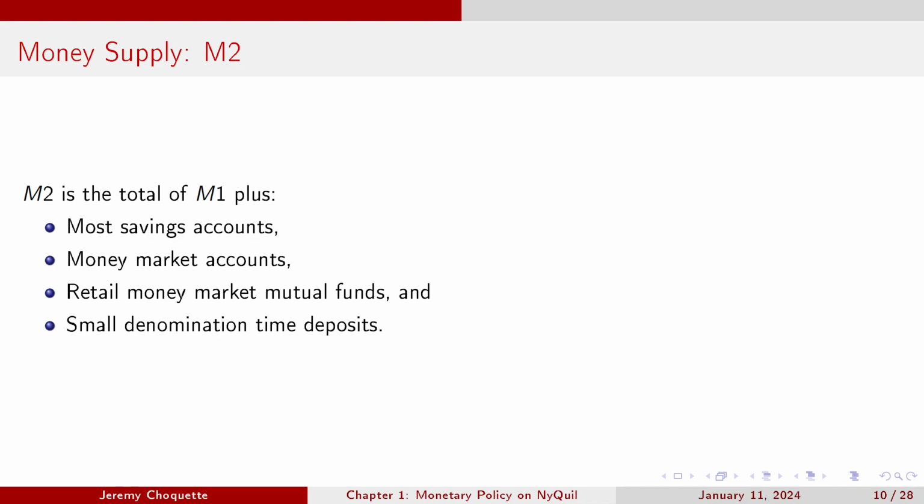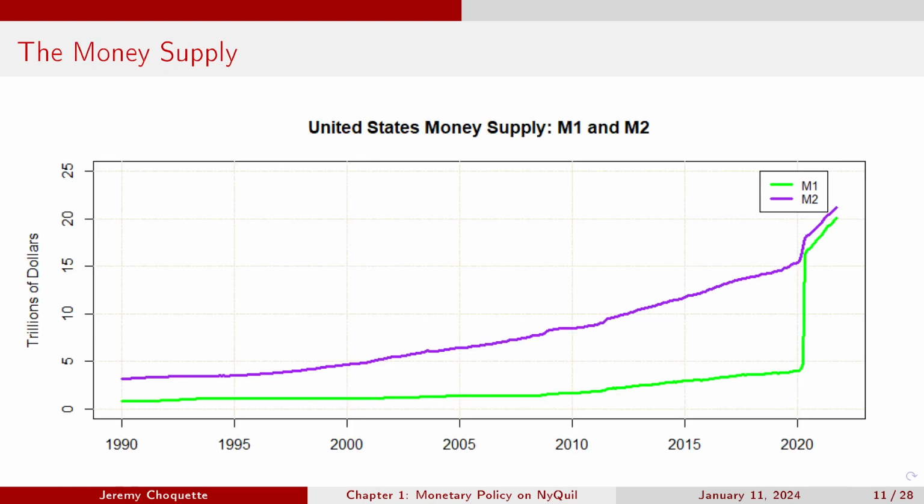Now, that's M1. We have M2, which is everything in M1 plus most savings accounts, money market accounts, retail money market mutual funds, and small denomination time deposits. If we were to look at M1 and M2, M1 is in green, M2 is in the purple, we can see that M2 is a broader measure of the money supply than M1. It holds everything that M1 has plus more stuff. Well, how much more stuff? At any point, say 2015, look at this vertical distance between the purple and the green. That's how much more stuff.